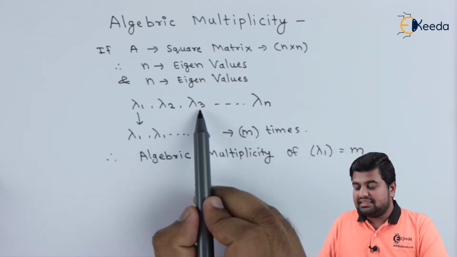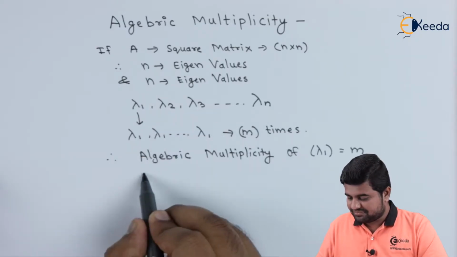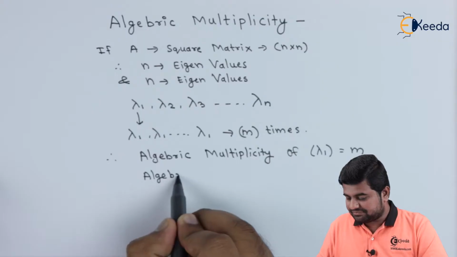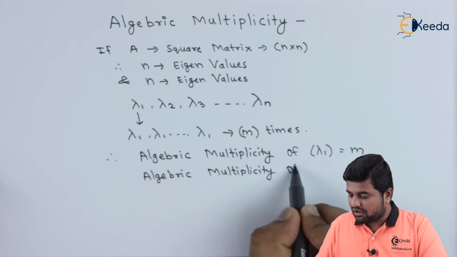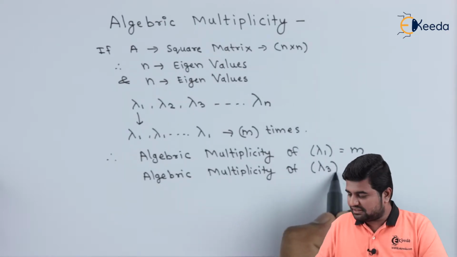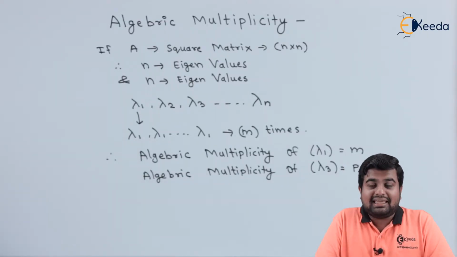Similarly, if lambda 3 is getting repeated p times, then we say the algebraic multiplicity of lambda 3 is equal to p. So when we have got n eigenvalues and n eigenvectors, then we can have n algebraic and geometric multiplicities together because they get defined for each and every eigenvalue.